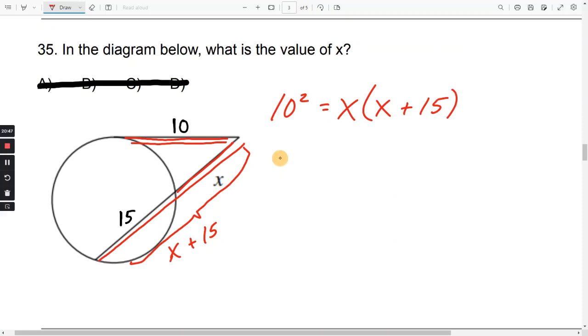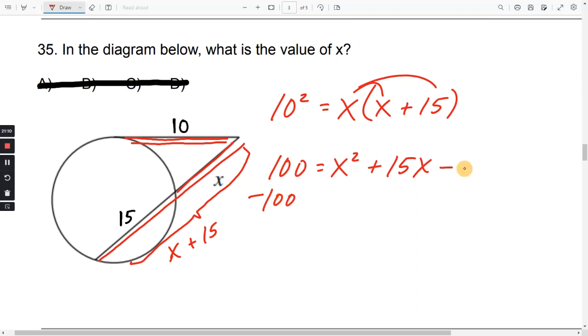Alright, 10 squared is 100. And distributing, x times x, and x times 15 is 15x. Alright, we have a quadratic. We have to set it equal to 0, whether we use factoring or the formula. So we need this at 0. The opposite of positive 100 is negative 100. I'll do that to both sides. Cancels here, and this equals 0. So I'll just put equals 0 right here.